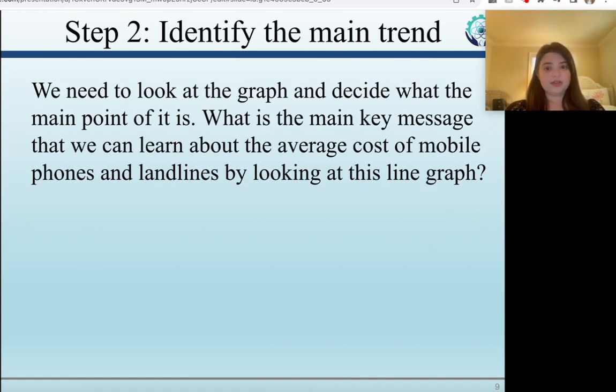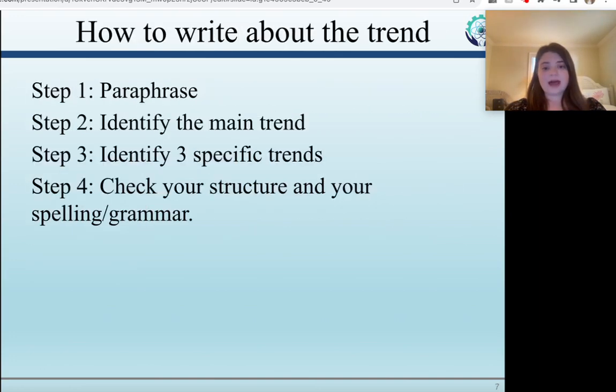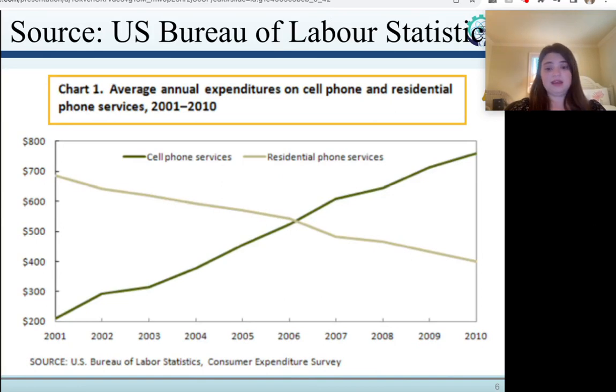Okay, so we need to look at the graph and decide what the main point of it is. What is the main key message that we can learn about the average cost of mobile phones and landlines by looking at this graph? So let's go back. What's the main thing here that you notice right away? Your answer could be different from mine, and that is okay. As long as it's a true thing that you see first that represents the data overall, you're good to go.